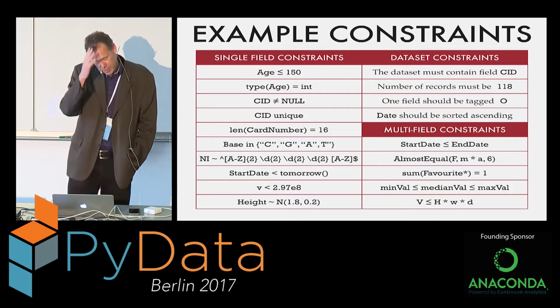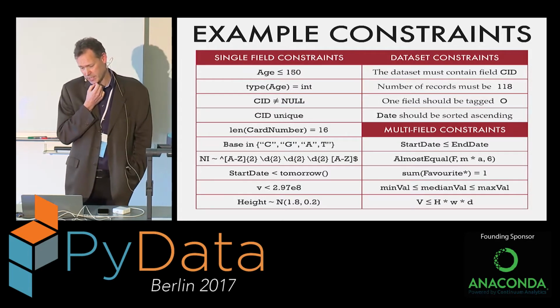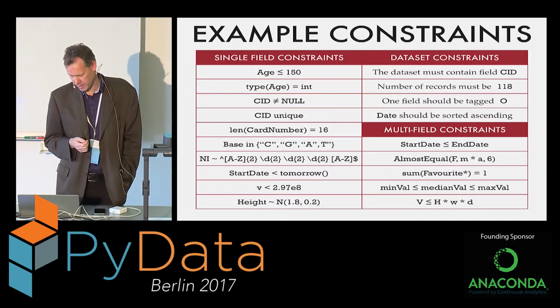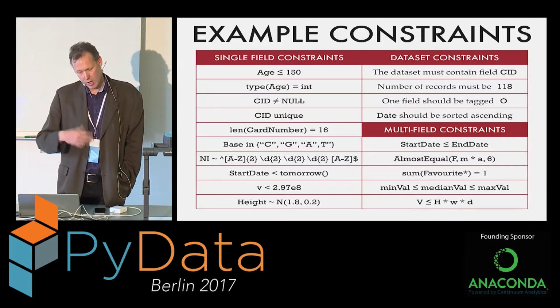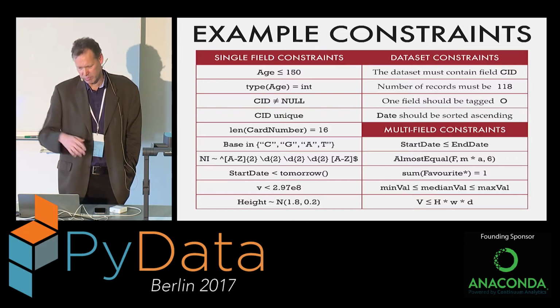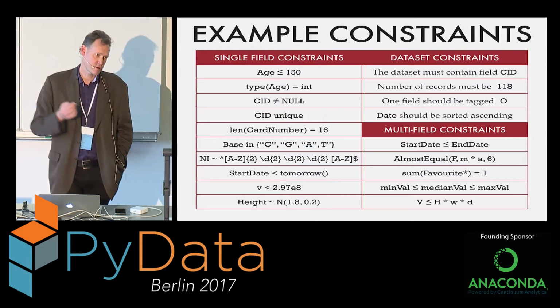So there are things that ought to be true about fields and the values in individual fields. There are things that ought to be true about data sets. Maybe you have to have a particular field in a data set, even if it's allowed to have some fields that come and go. Maybe you've got constraints on the number of records. Maybe some fields ought to be tagged in a particular way. And there also might be relationships between your fields.